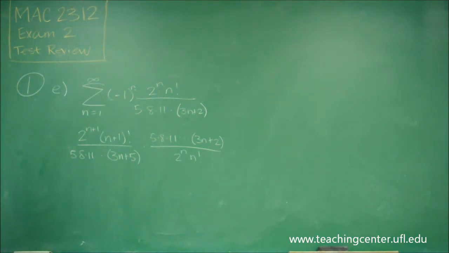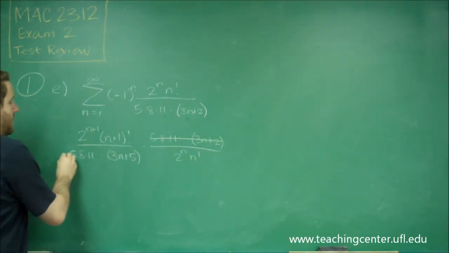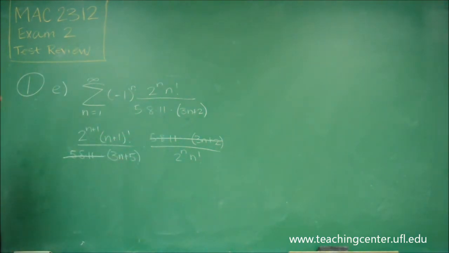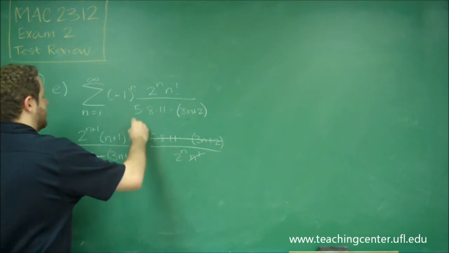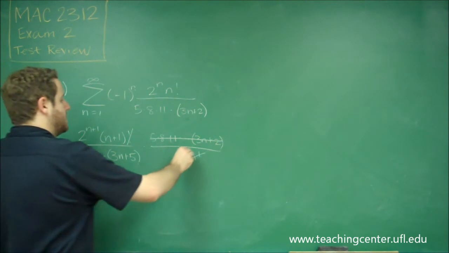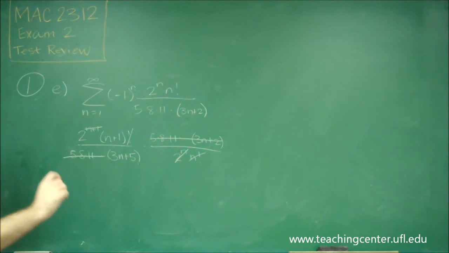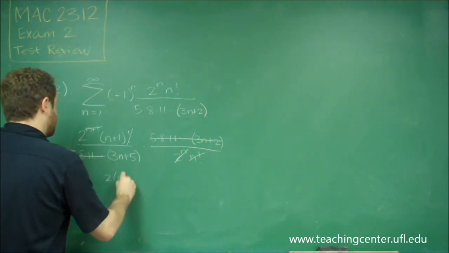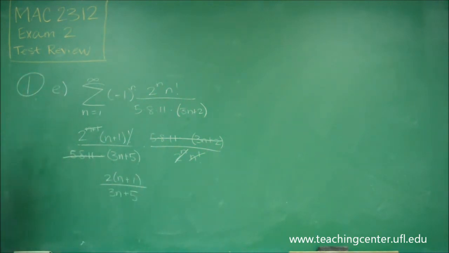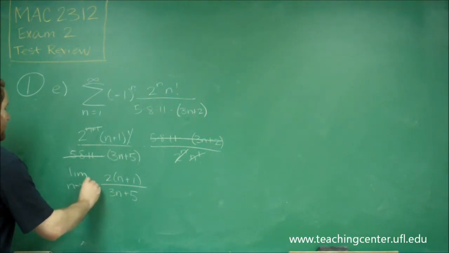So let's see what can cancel out. So first of all, this repeated product is going to cancel out this entire thing except for the very last term, because this one has one more term than that one. Similarly, this factorial is going to cancel out all but the n plus 1 in that factorial. And 2 to the n and 2 to the n plus 1 is just going to leave a 2 in the numerator. So everything we have left is 2 times n plus 1 over 3n plus 5. Everything else canceled out.